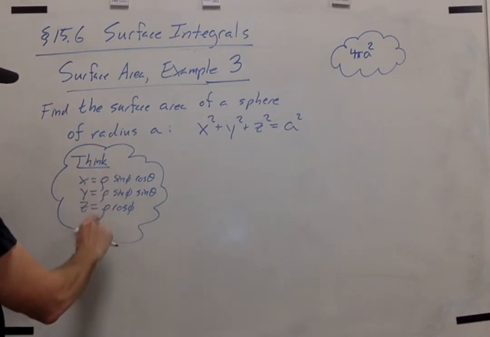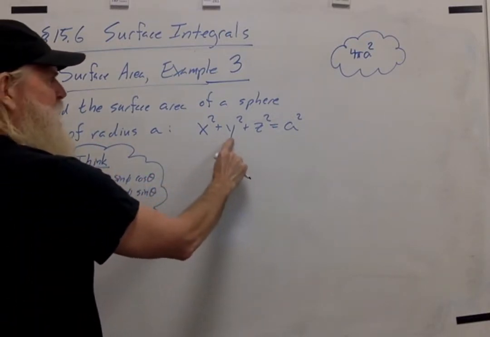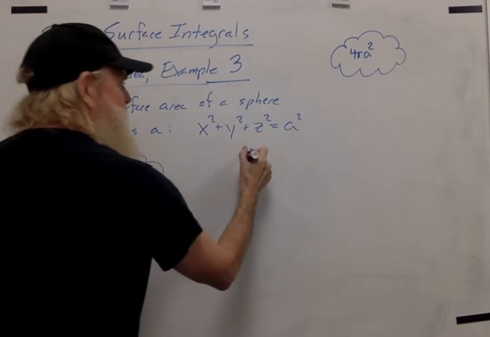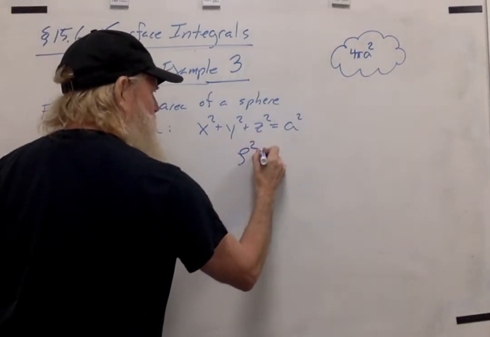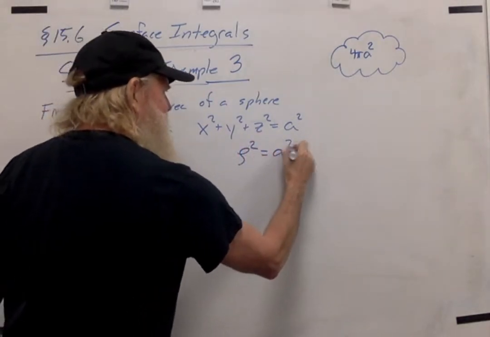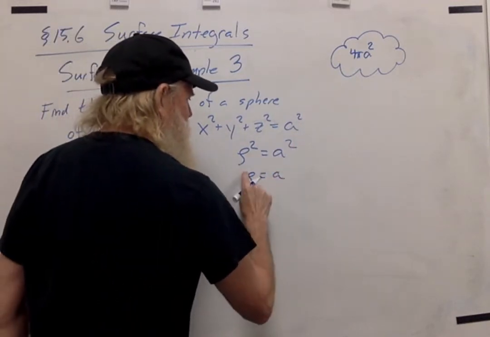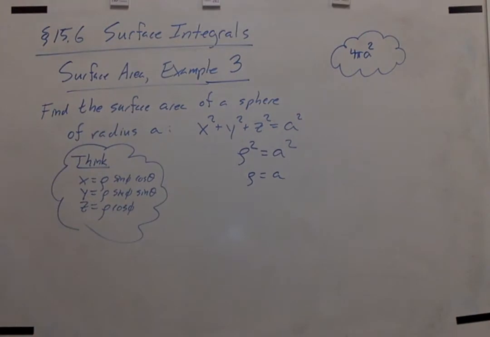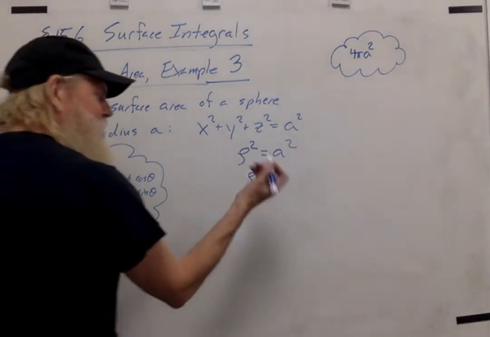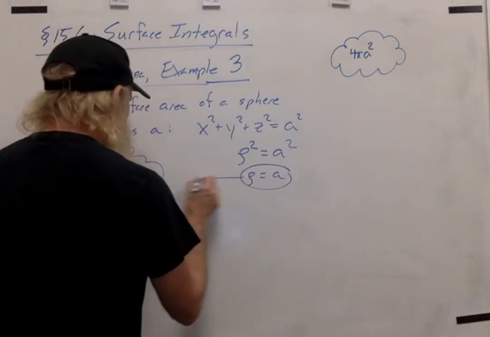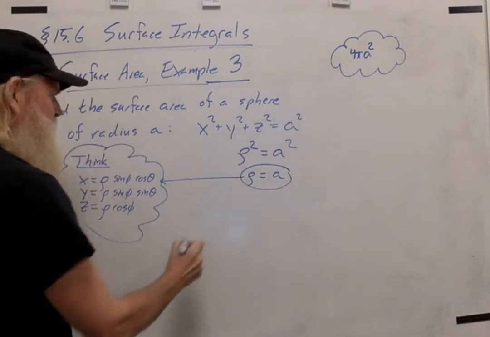Now, hopefully you remember that in spherical coordinates, x squared plus y squared plus z squared is the same as rho squared, so we don't have to do all that trigonometry. And then rho squared equals a squared means that rho is equal to a. We're assuming here that a is a positive number. We then take that rho equals a and substitute back over here.